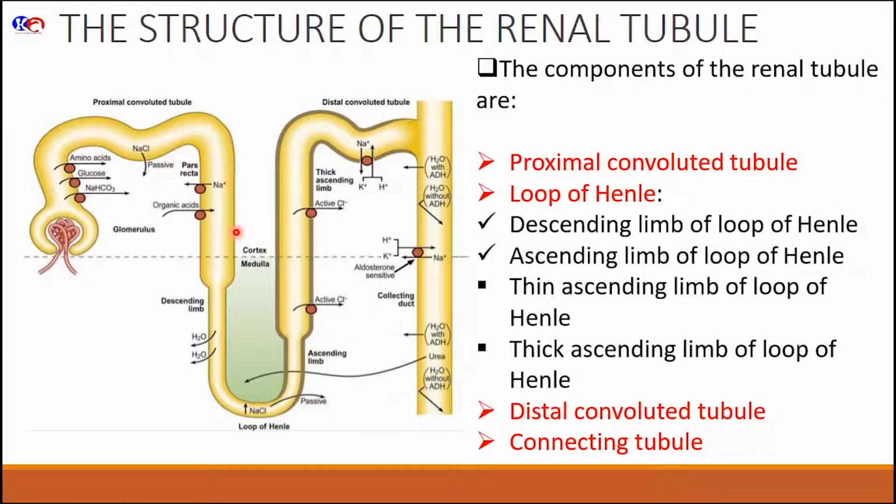What are the components? It is made up of the proximal convoluted tubule, then the loop of Henle, which has the descending loop and the ascending loop. With the ascending, as you can see, we have the thin part and then the thick part of the ascending loop. Then we have the distal convoluted tubule, then the collecting duct. So basically, this is just the structure of it. But let's move to each and every part of the renal tubule.